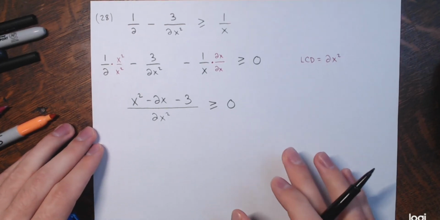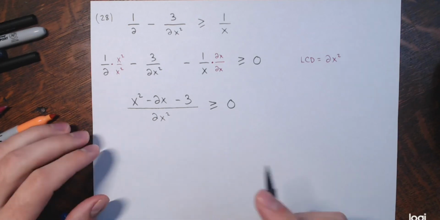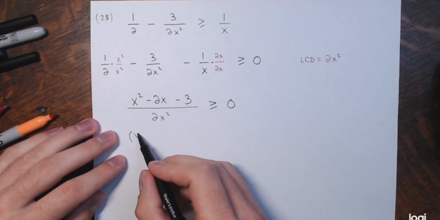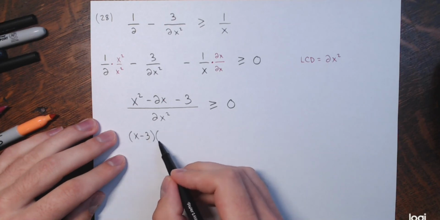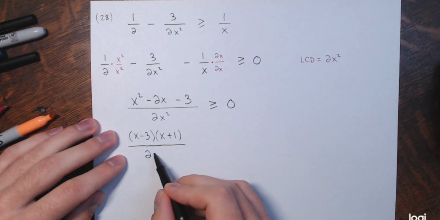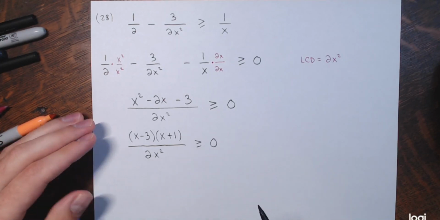So now I have what I want. Single fraction on one side, 0 on the other. And I can do some factoring, right? The numerator factors to x minus 3 times x plus 1. Denominator is just 2x squared. And then we have is greater than or equal to 0.